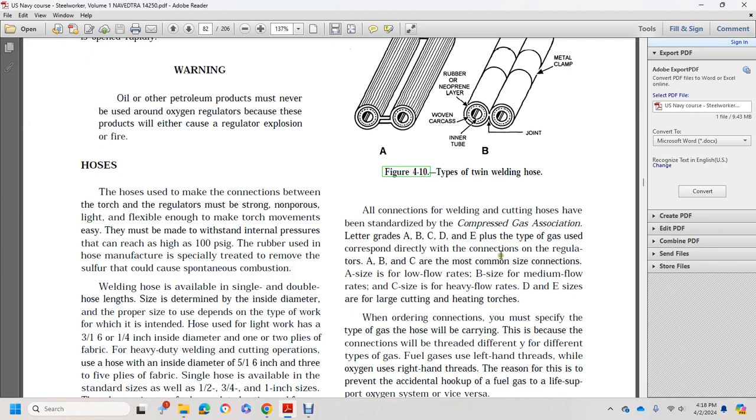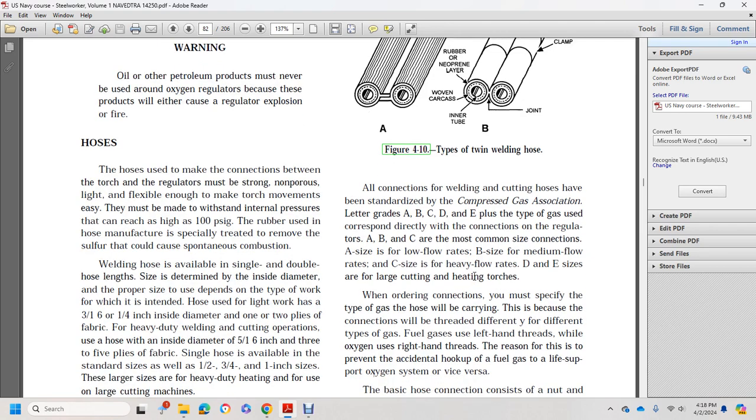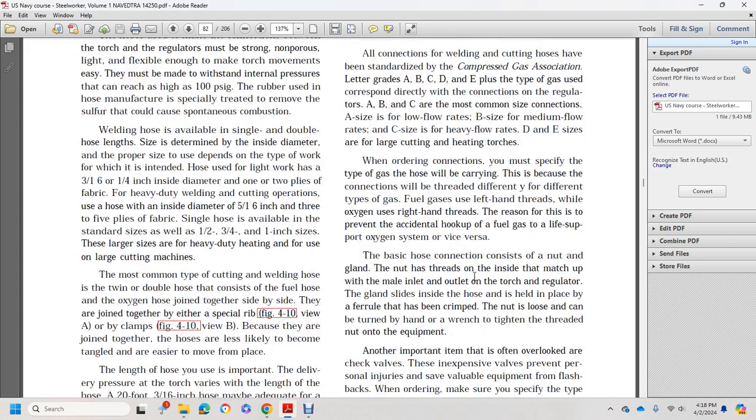When ordering a connection, you must specify the type of gas the hose will carry, because the connection thread is different with a different type of gas. Fuel gas uses left-hand threads, while oxygen uses right-hand threads. The reason for this is to prevent the accidental hookup of the fuel gas to the oxygen system and vice versa.